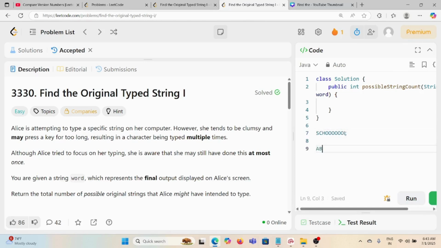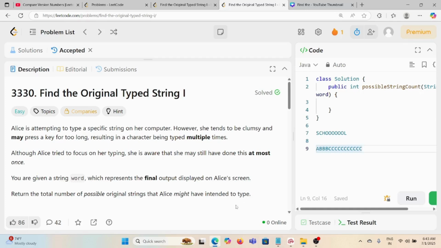Let's say I am typing a b b c c, this was my intention, but because of a mistake I might type it like this. That means these are the extra characters. We don't know which ones they are, but it is given that it happens at most once. So either zero times or one time a mistake will happen. You are given a string word which represents the final output displayed on Alice's screen. Return the total number of possible original strings that Alice might have intended to type.